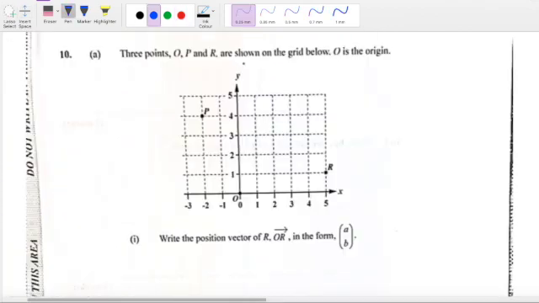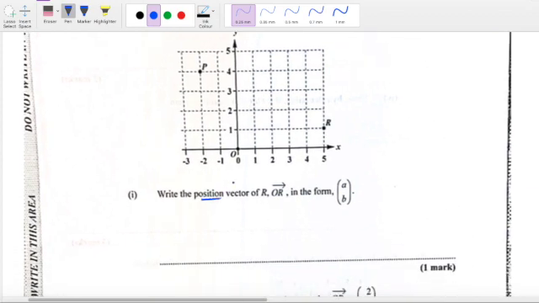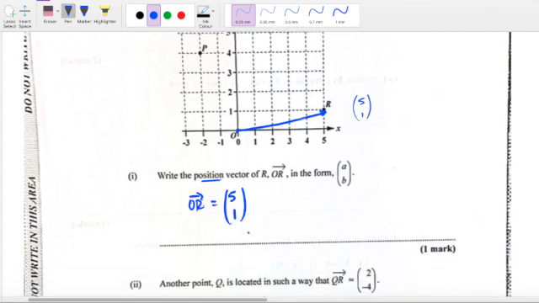Alright, so 3 points O, P, and R are shown on the grid below. O is the origin, P and R. Write the position vector of OR in the form AB. So a position vector comes from the origin. That is OR. You can see this is the point 5 along the X and 1 up the Y. So OR will be the position vector 5, 1 from the origin.